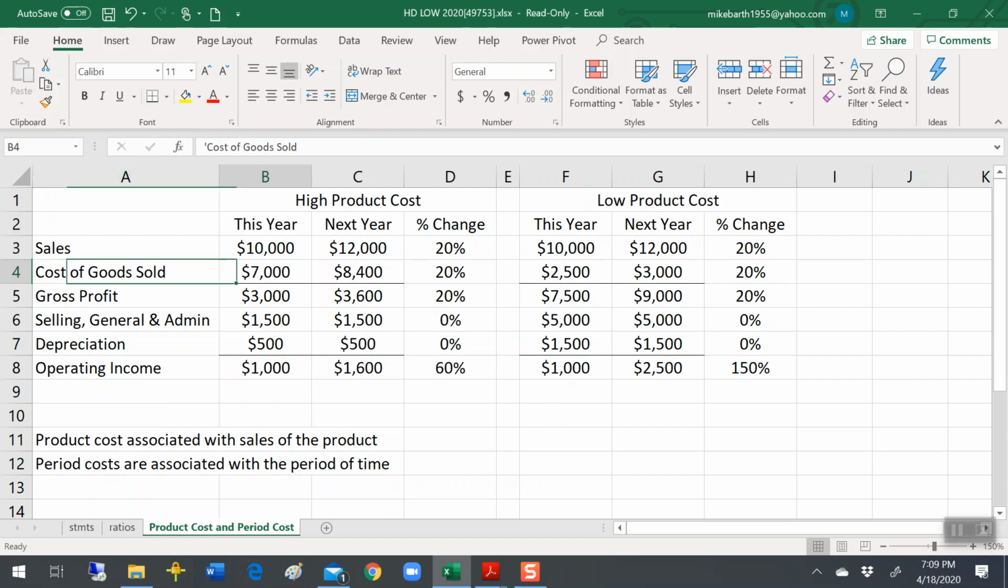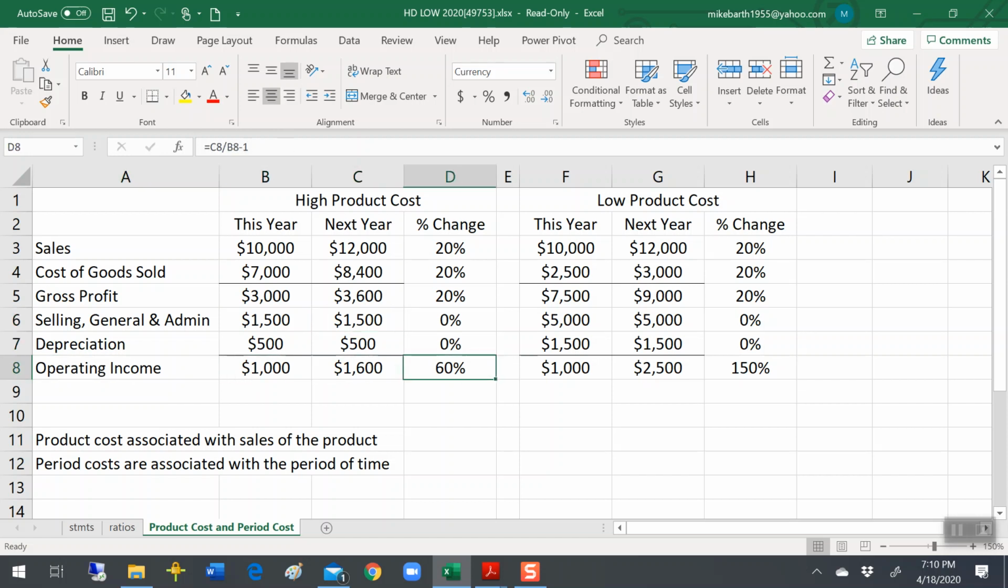Let's say this company is a high product cost company. 10,000 is sales, the cost of goods sold is 7,000, which is a gross profit margin of about 30%. Sales go up by 20% next year, the cost of goods sold goes up by 20%, and gross profit goes up by 20%, okay? And then if the selling, general, and admin and the depreciation expenses are independent of the level of sales, let's say they stayed the same, they don't go up at all.